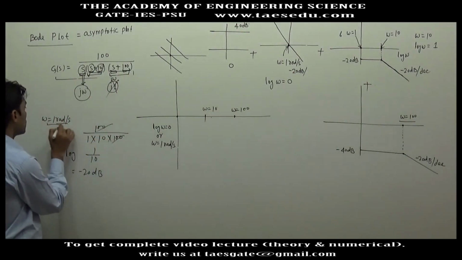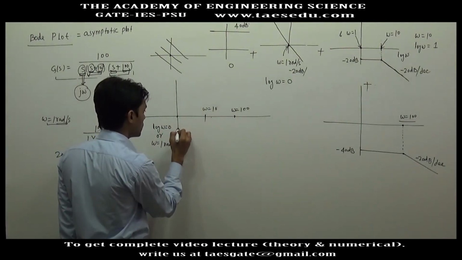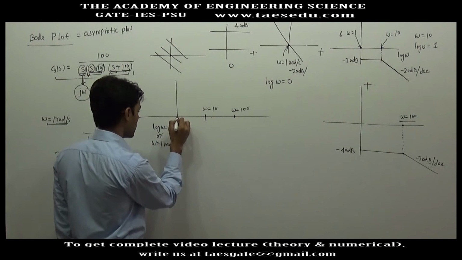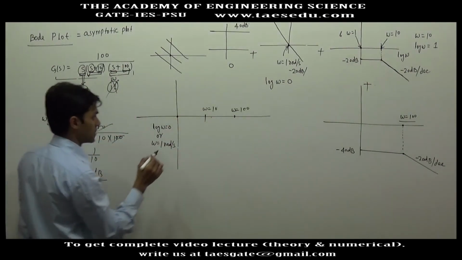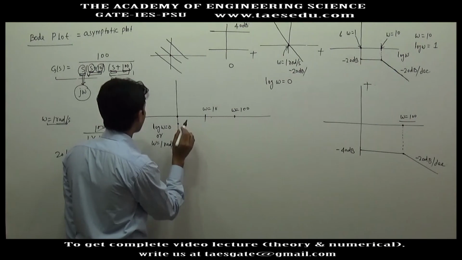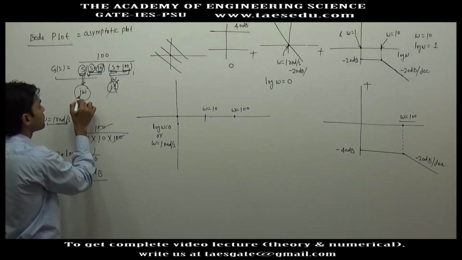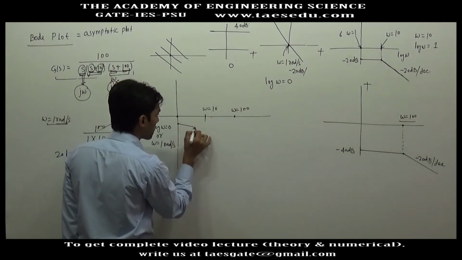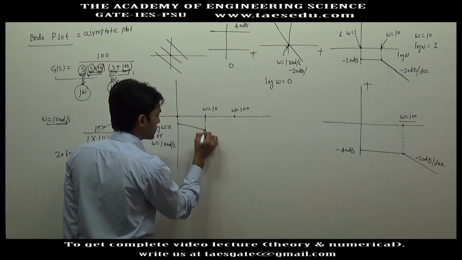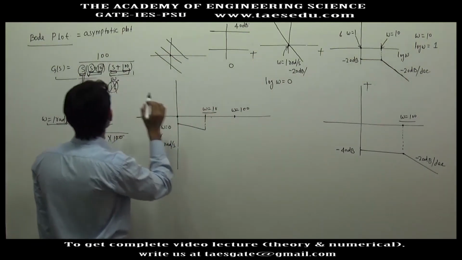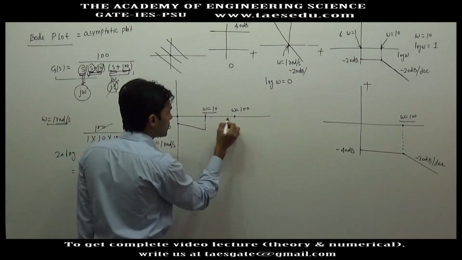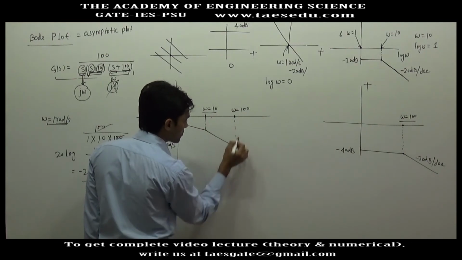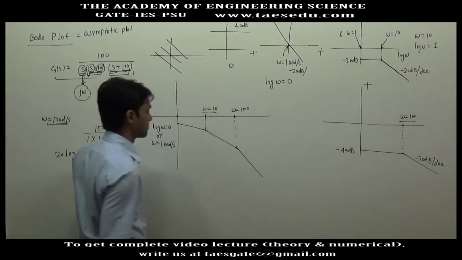So at omega equal to 1 radian, this is omega equal to 1 radian. At this point, what did you get? You got minus 20 dB. You have minus 20, and you already have an initial slope of minus 20 dB. So this will be the graph. This is a corner frequency, and since you have a pole here, the slope will decrease. Then this is also a corner frequency, and the slope will further decrease.